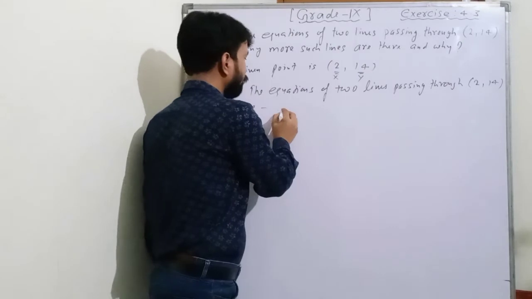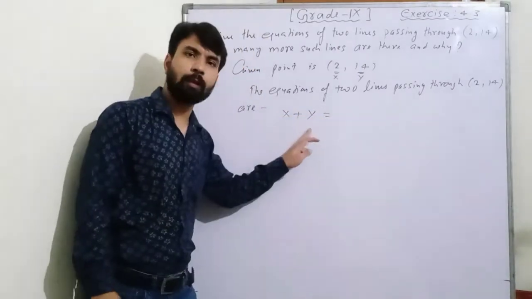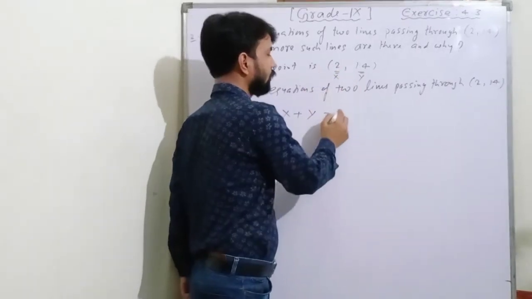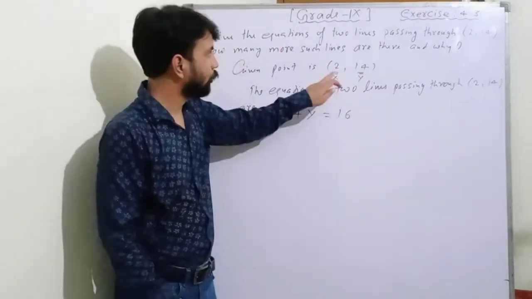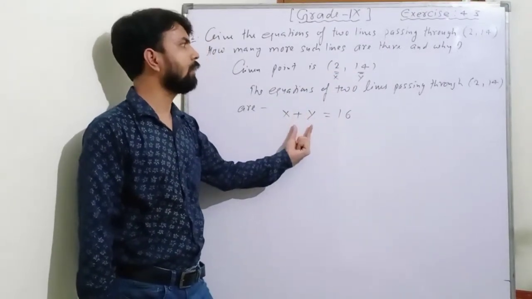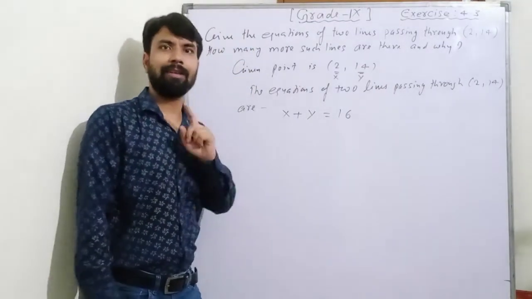So first equation you can write x plus y. What? x plus y. So beta, what is the sum of these two? 2 plus 14 is how much? 16. So the very first equation of the line which passes through 2,14 is x plus y equals 16.